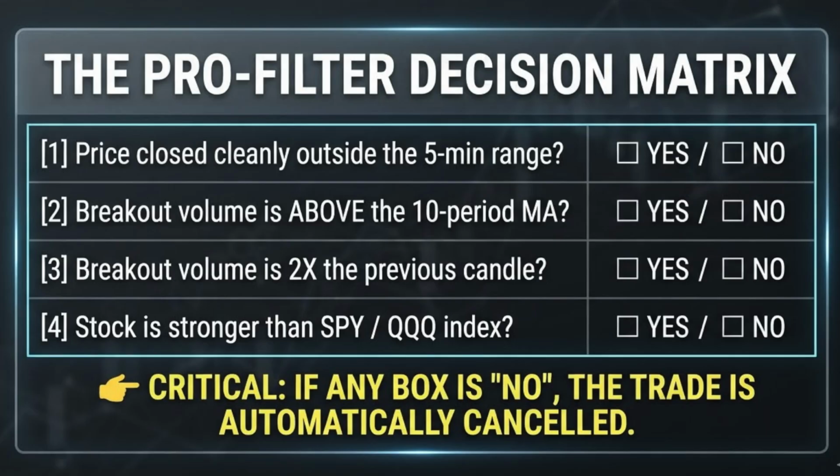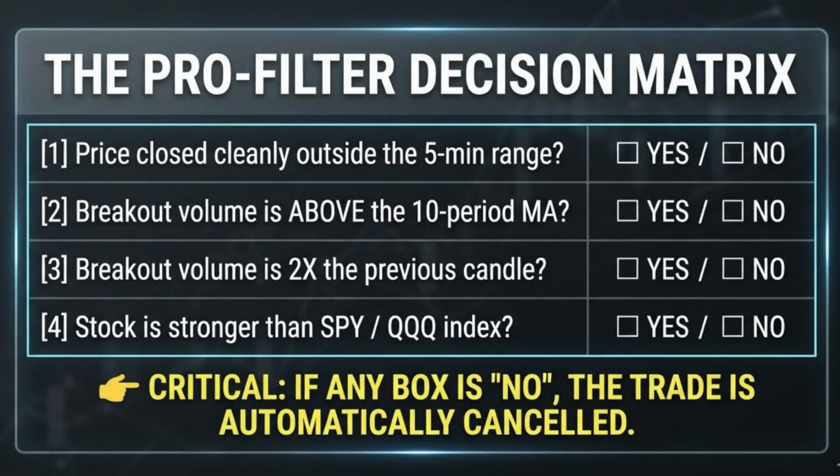Let's formalize this into a professional business process so you never have to guess again. Before you click the mouse button to take any opening range trade, your brain must clear this exact checklist. Did the 5-minute candle close cleanly outside the boundary? Is the volume above the 10-period moving average? Is the breakout volume at least double the previous candle's volume? Is the stock showing relative strength against the S&P 500 or Nasdaq? If even one of these conditions is a no, you walk away.